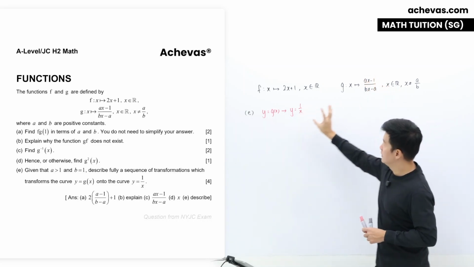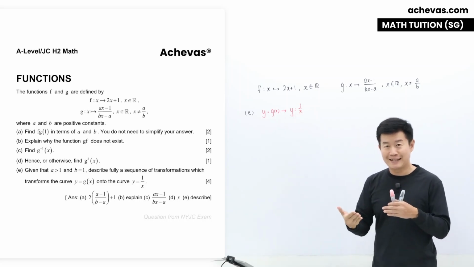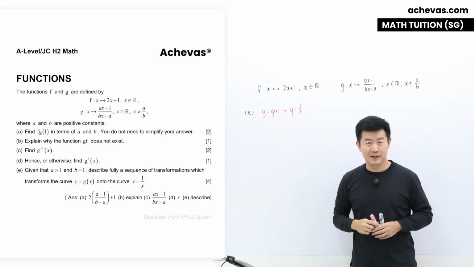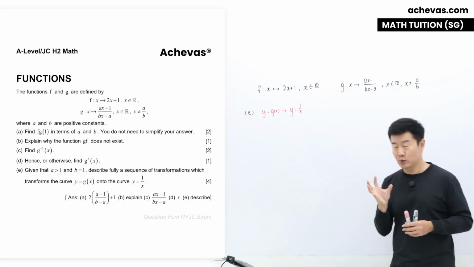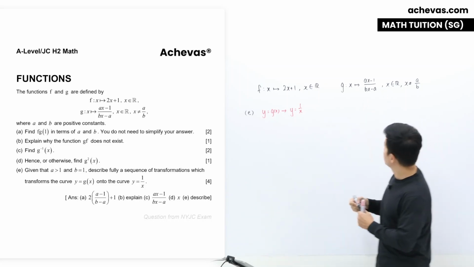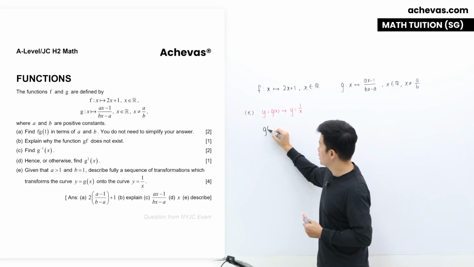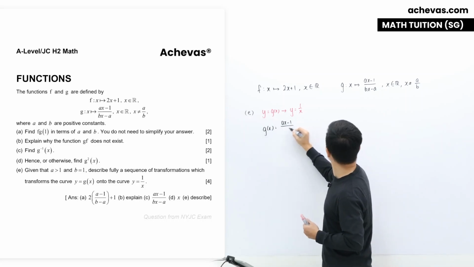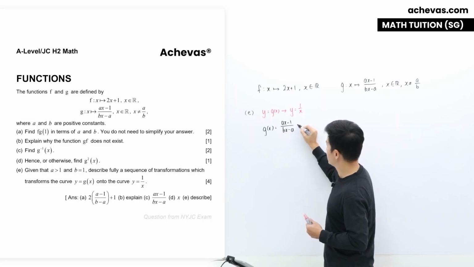To go from here to here, it is actually not as easy for us to be applying any of the transformations that we have learned in our syllabus. So we need to do a small little tweak to this first. So let's take a look at g(x). g(x) here is equal to (ax - 1)/(bx - a).